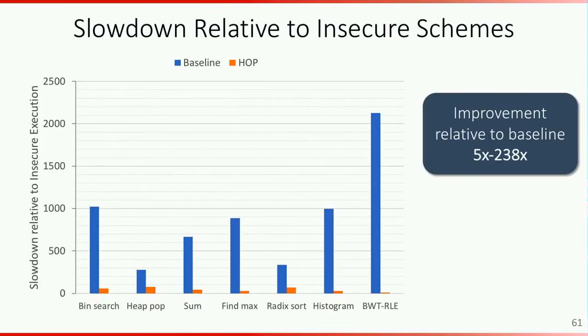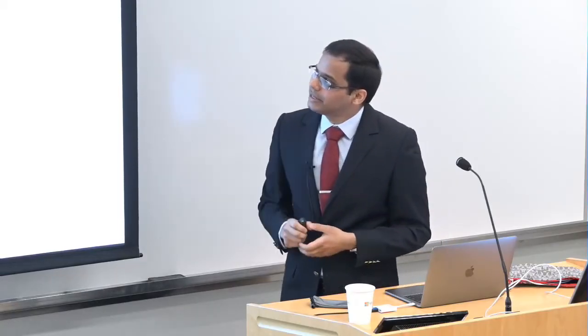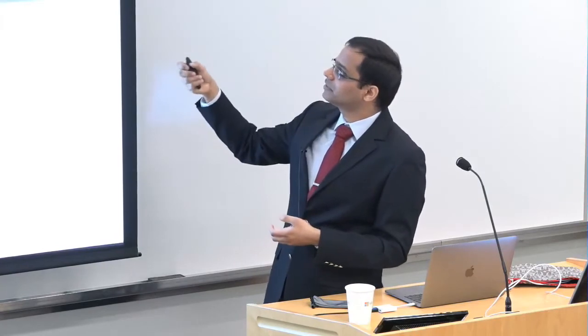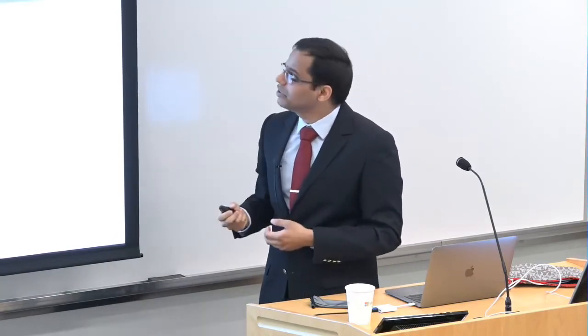And here is what the high-level result looks like. On the y-axis, you have slowdown to insecure execution. And on the x-axis, you have different programs that we have implemented. And the two bars refer to the baseline scheme and to our construction. The baseline scheme is something that I described much earlier, and HOP is baseline with the two optimizations. And the high-level result is that, compared to the baseline scheme, we perform up to 240x better.